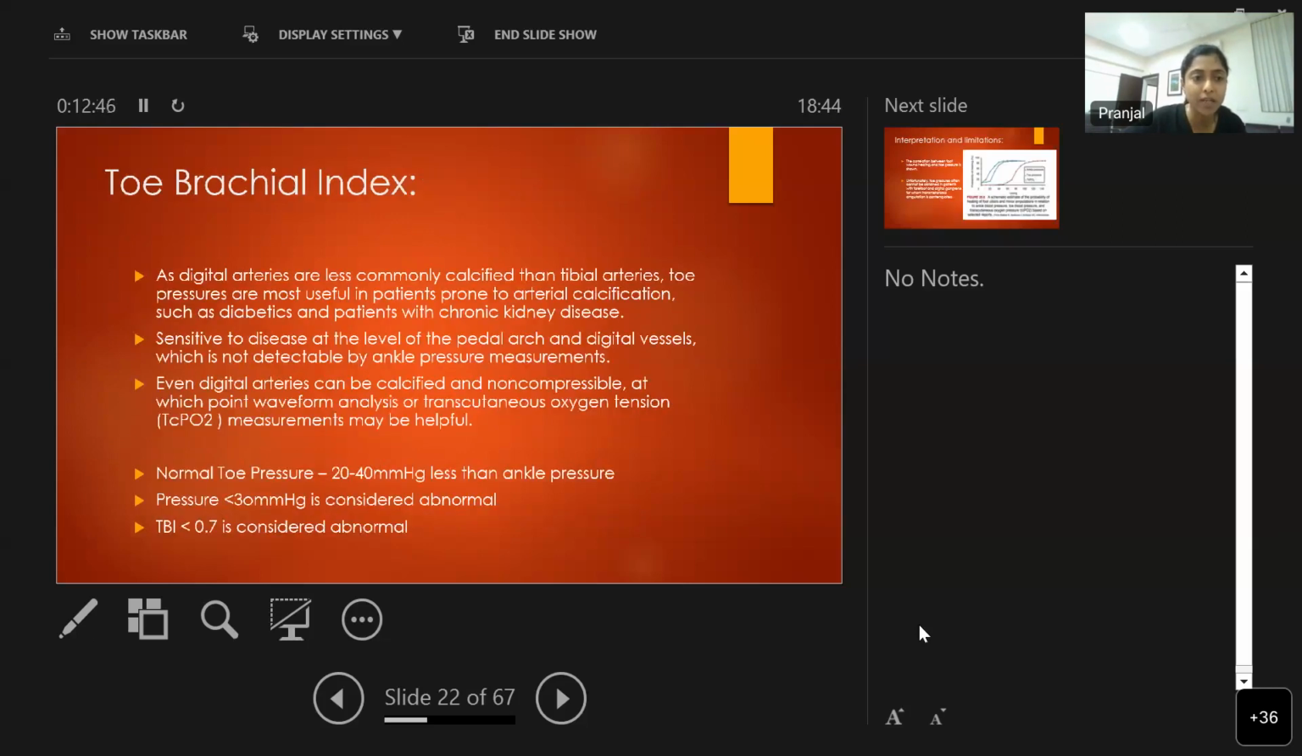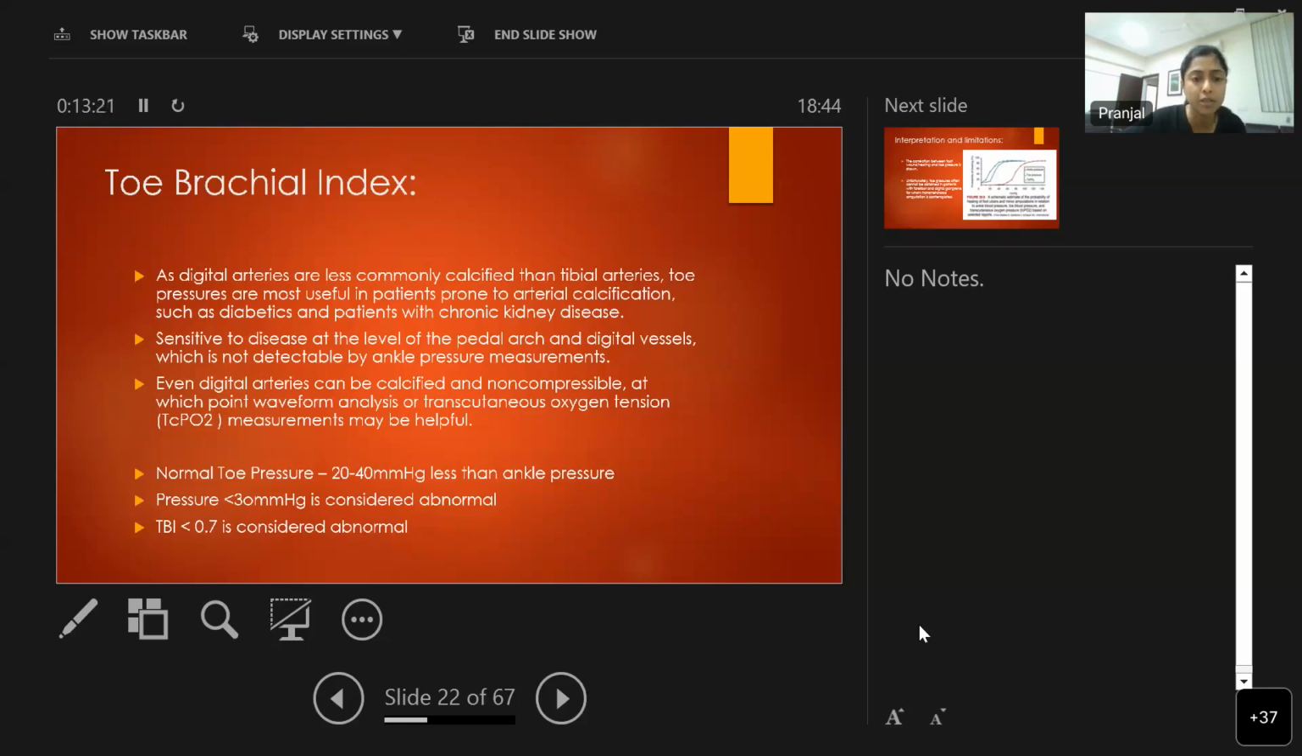The next is toe brachial index. The digital arteries are less commonly calcified than the tibial arteries. Hence, toe pressures are most useful in patients with arterial calcification, like in patients of diabetes or in patients with CKD. It is sensitive to disease at the level of the pedal arch and digital vessels, which is not detected by ankle pressure measurement. Even digital arteries can be calcified and non-compressible, at which point, the next best assessment is made by a TcPO2, which is transcutaneous oxygen tension.